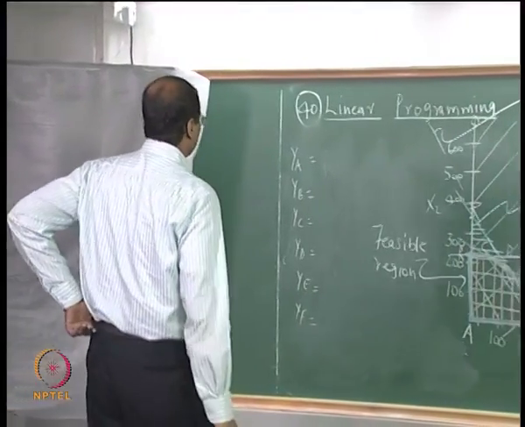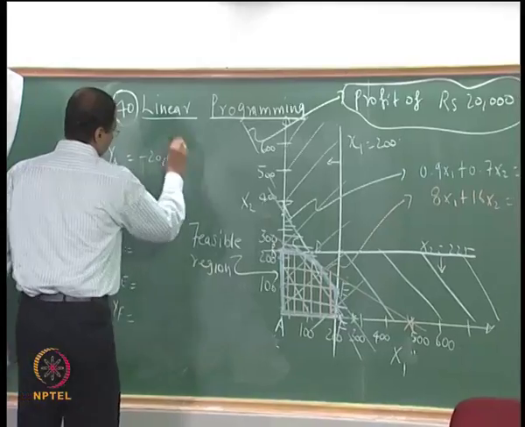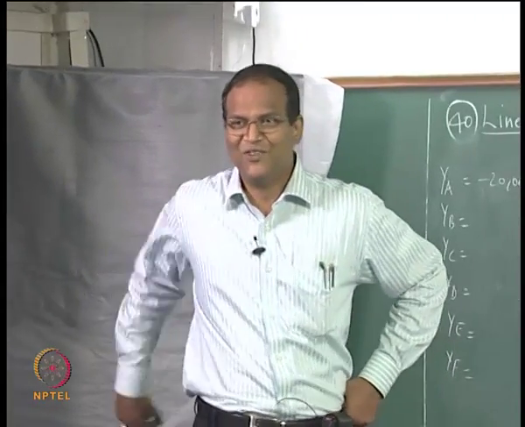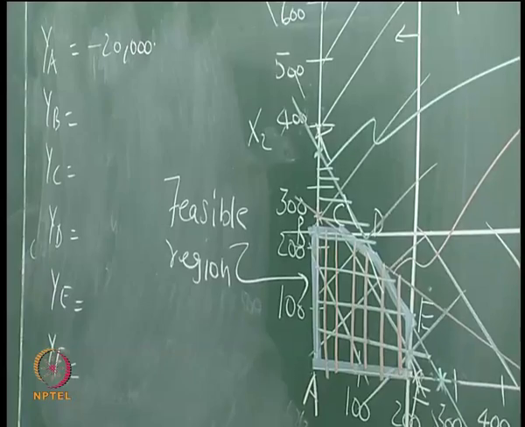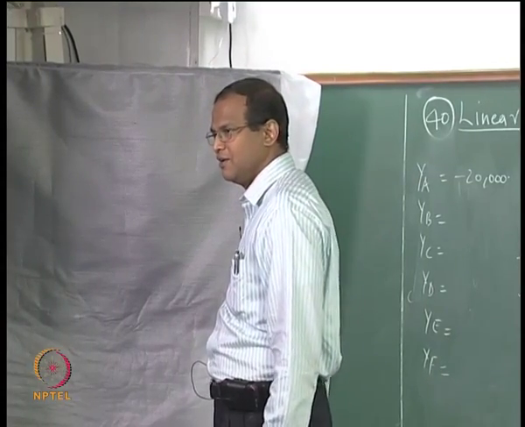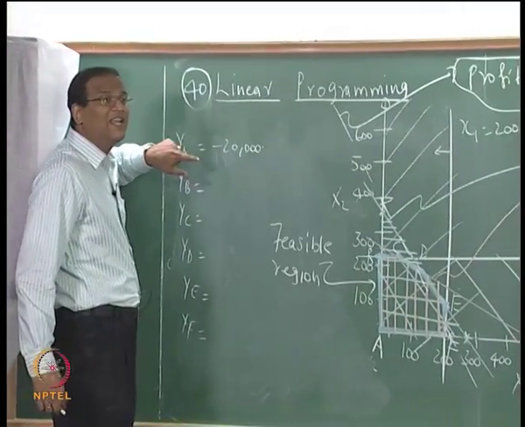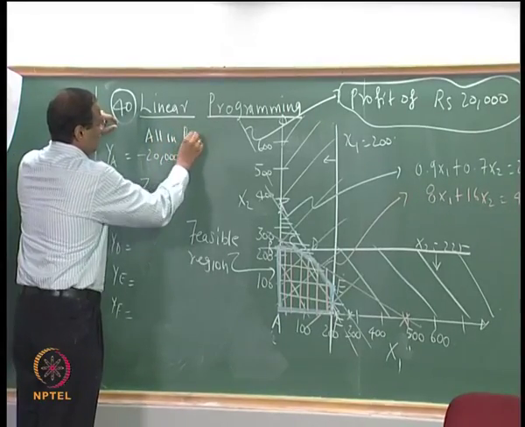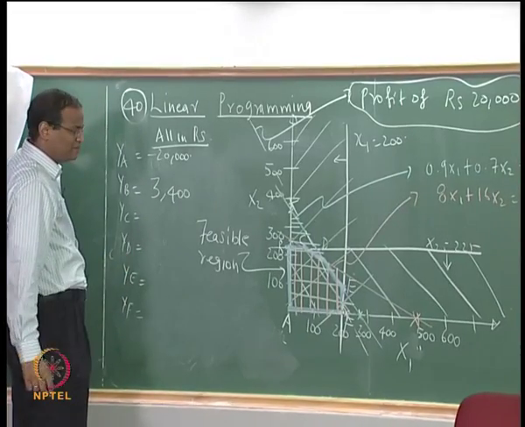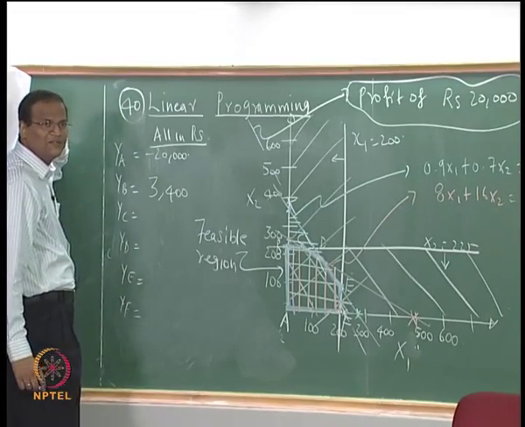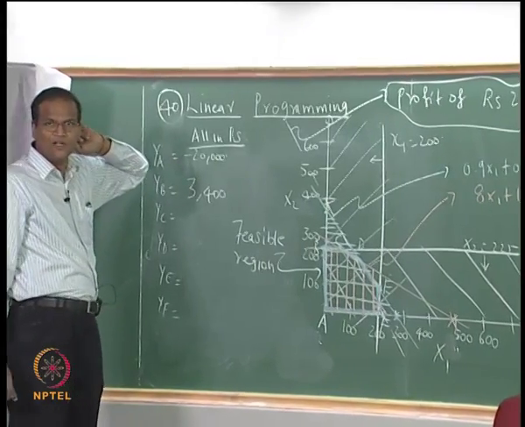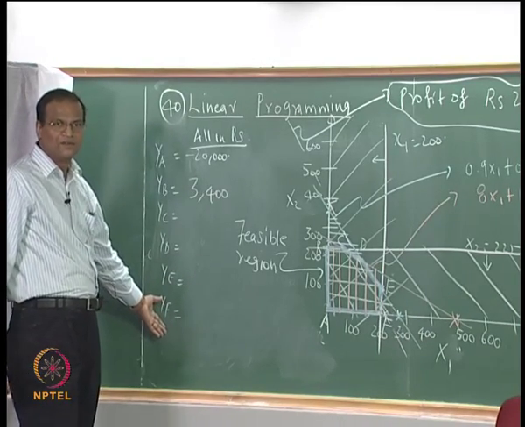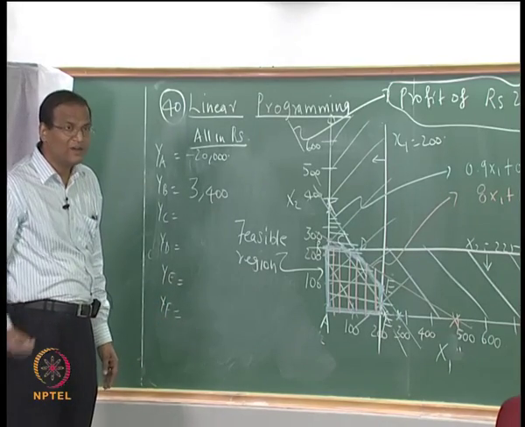So A is 0, no? A is minus 20,000, that is very bad. Chaitanya, you are awake? So what is B? Abhishek, did you calculate? B is 3,400, all in rupees. C, how much is C? Alok, did you get it? C is 13,000. Okay.